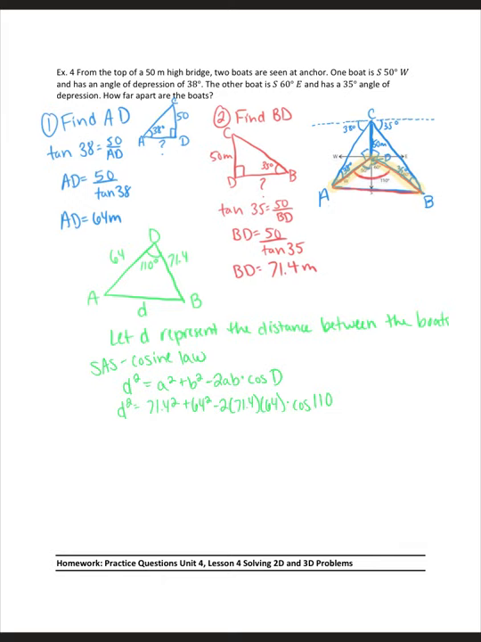If we calculate all that, we should get 12,319.75049. Remember not to get rid of any of your decimals while you're doing it. You don't want to get rid of them until the end. So we'll take the square root of both sides, and we should get that d is equal to 111. So we can say, therefore, the boats are 111 meters apart.